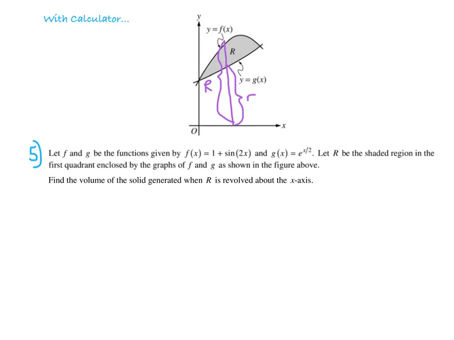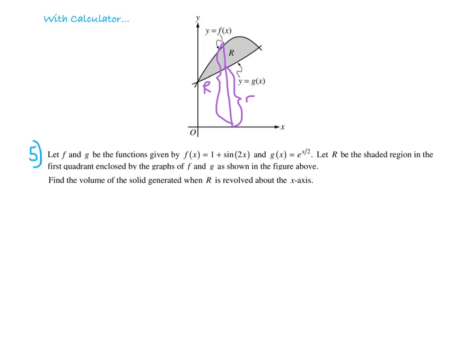Okay, so looking at this, we have a lot of information. We know what the equation for f of x and for g of x is. We can then create expressions for capital R and for lower r. But what we don't know are our bounds. We don't know this point of intersection over here, what the value is of this point right here. And so what we need to do is calculate this point of intersection using our calculator.